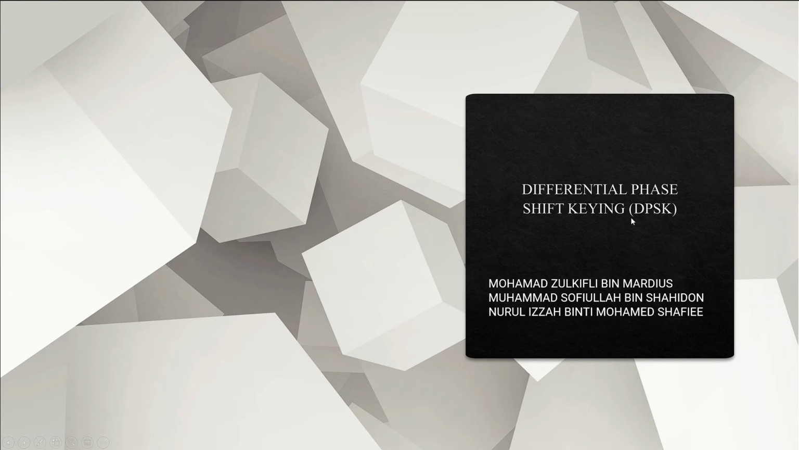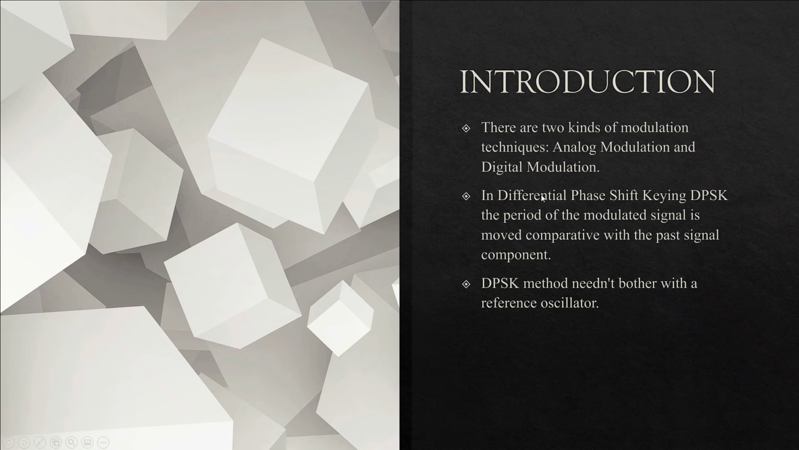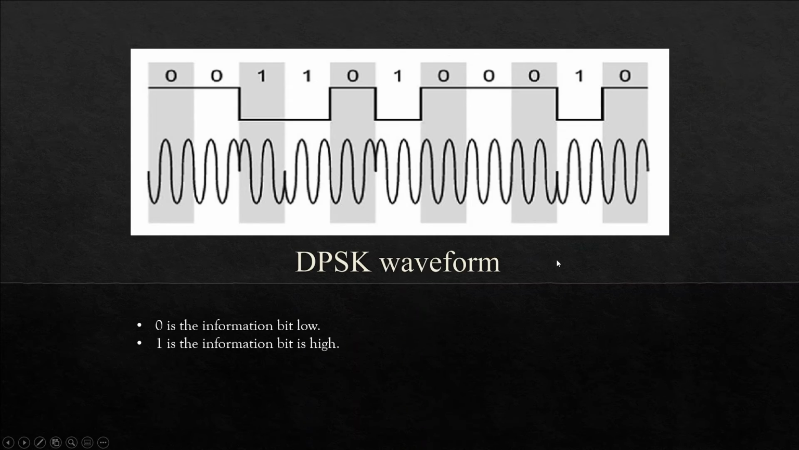Differential phase shift keying (DPSK). Introduction. There are two kinds of modulation techniques: analog modulation and digital modulation. In differential phase shift keying, the phase of the modulated signal is shifted relative to the previous signal element. The DPSK method does not need a reference oscillator. This is a DPSK waveform. 0 is the information bit low, and 1 is the information bit high.